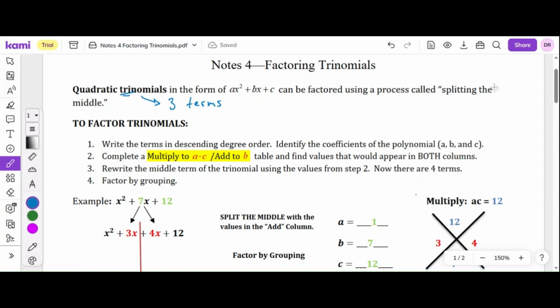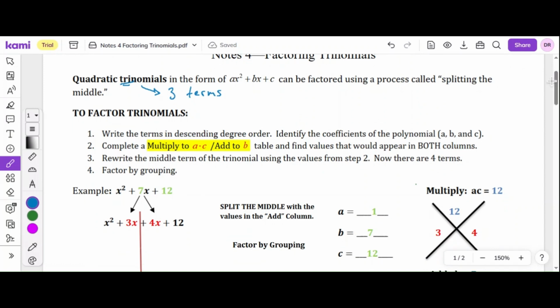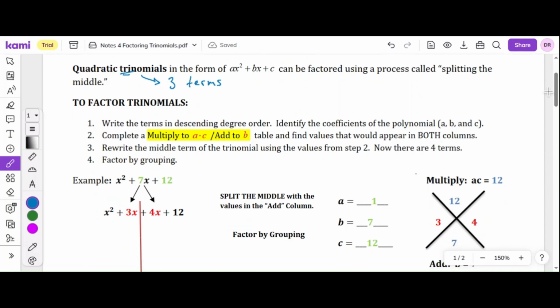So we have a process for that. It's fairly simple. It's very repetitive. Once you get it down, you get to keep doing the same thing over and over again and getting consistent results. So let's take a look here.